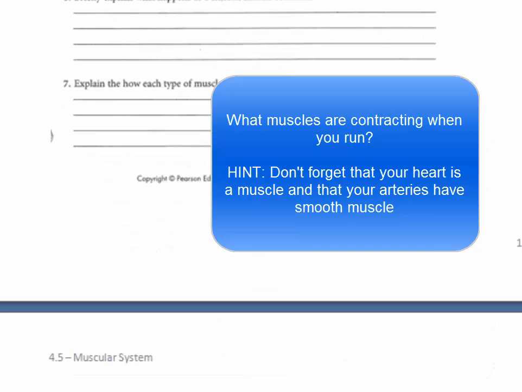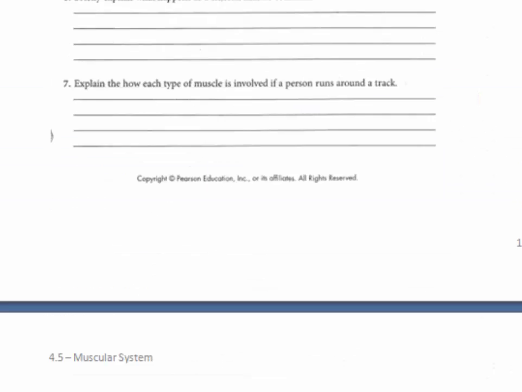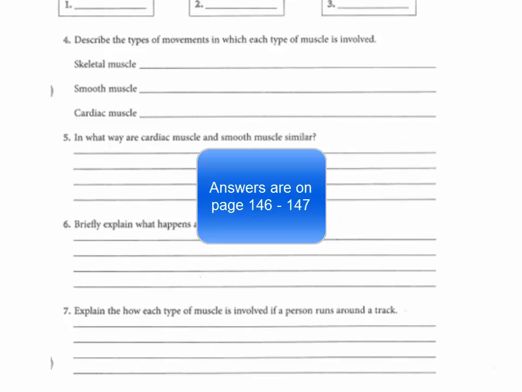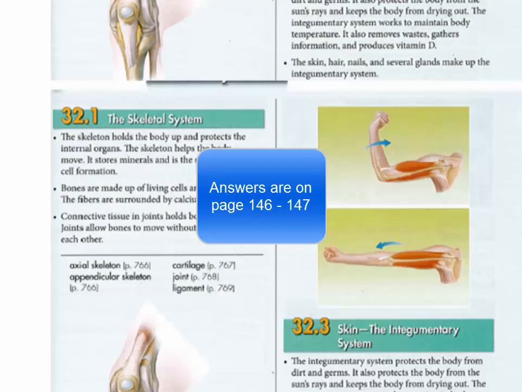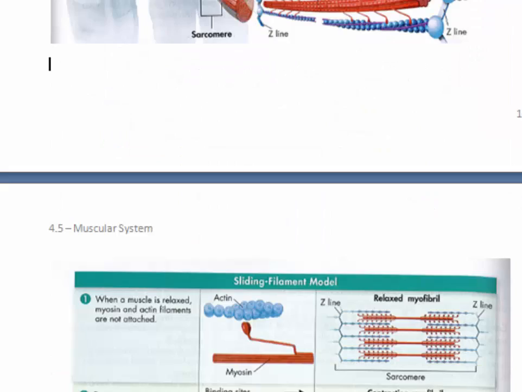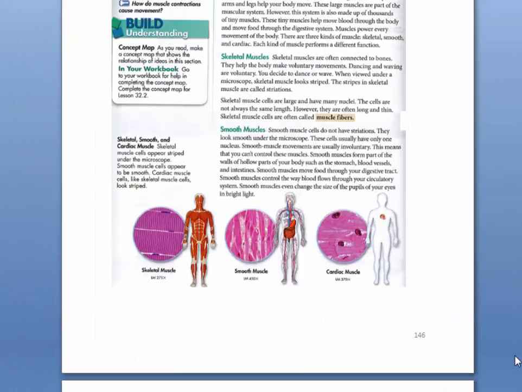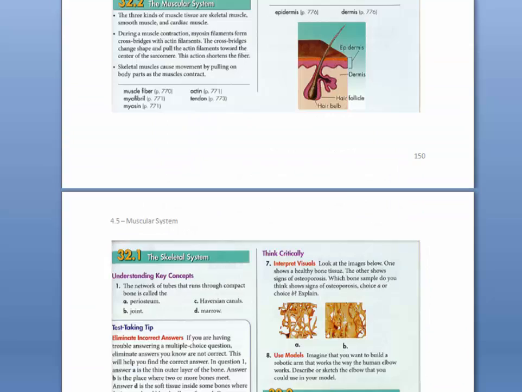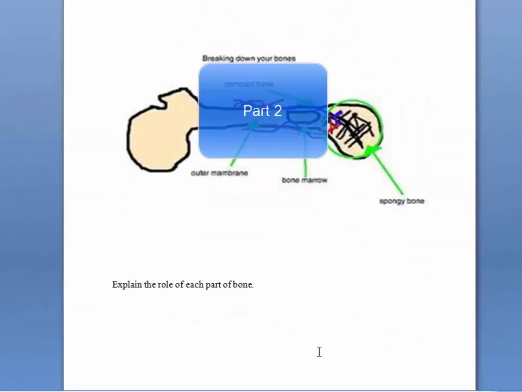All right, let's go to part 2. Oh, I'm sorry. The answers to all these questions are on pages 146 and 147 in your reading. This is 147, and here's 146. Let's go to part 2.